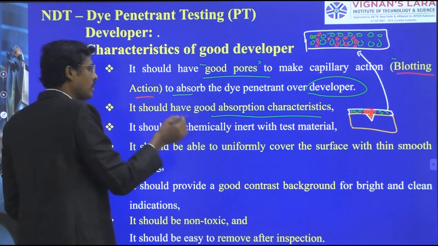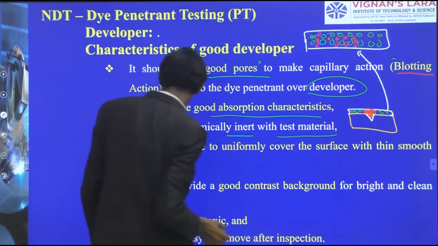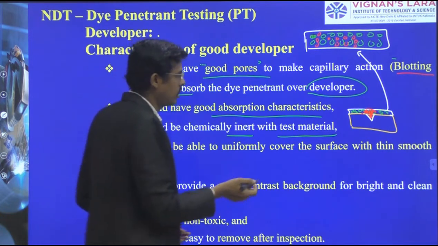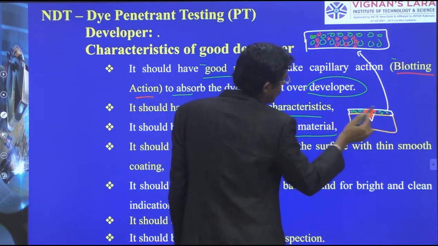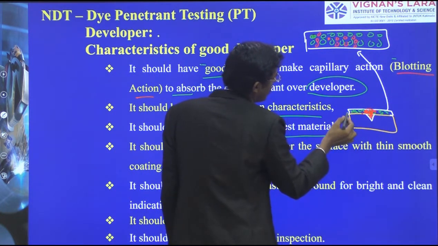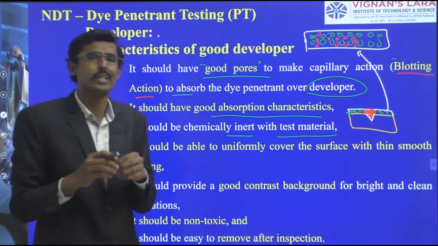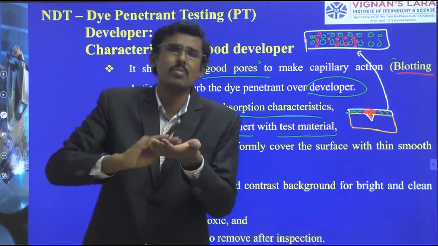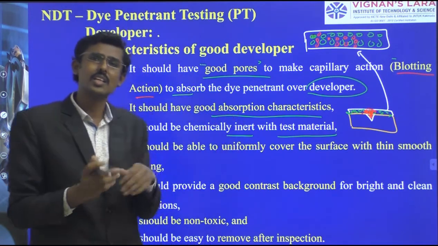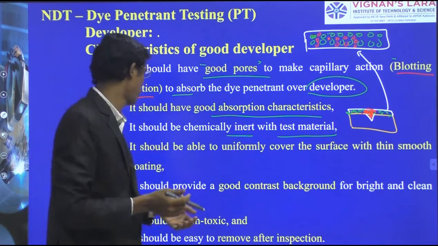It should be chemically inert with the test materials. It should not react. Here I have the material, and I have applied the developer over it. There should be no chemical reactions on the surface. Otherwise, it will corrode something and remove material, the thickness will reduce, and it leads to other problems.